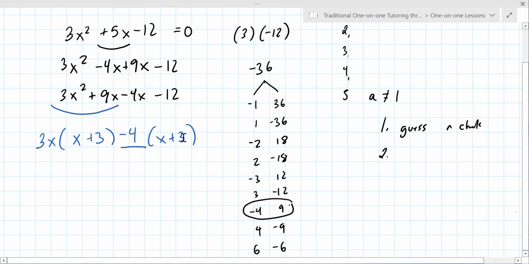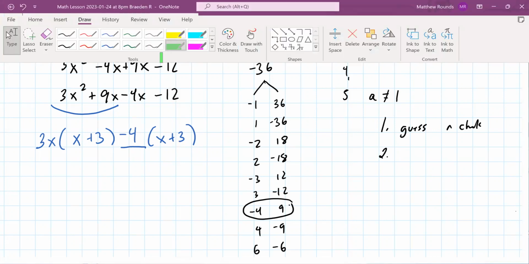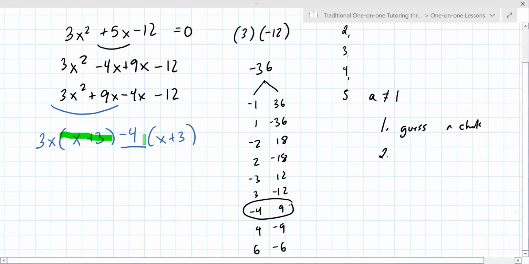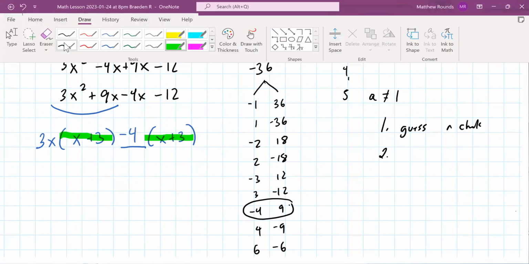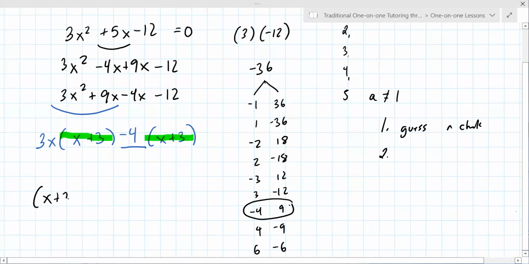Times x times give you negative 4x? Yes, it does. Negative 4 times 3 gives you negative 12. Okay. Yep. Now it's really double factoring, because you're going to factor again. These both have x plus 3 in them. All right. So you factor those out, you get x plus 3.